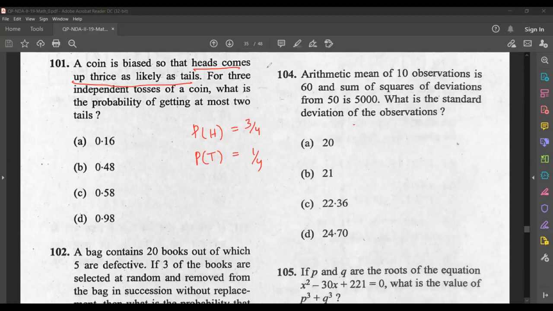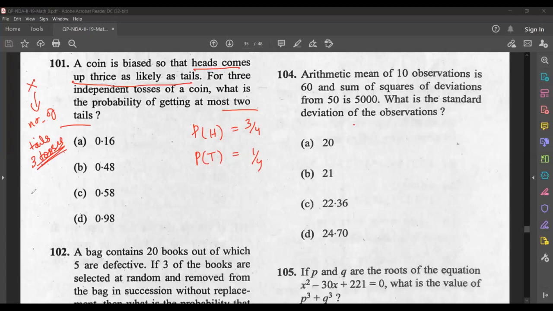Now see here, how many times is it being tossed? 3 independent tosses. And at most 2 tails can we get, isn't it? So let X be a random variable that represents the number of tails coming in 3 tosses.